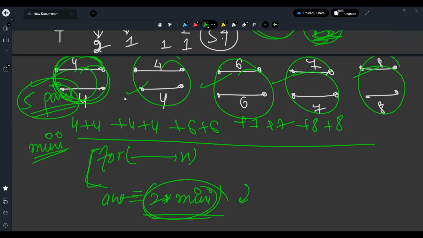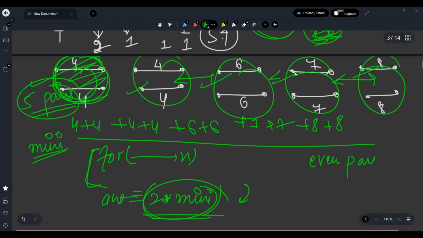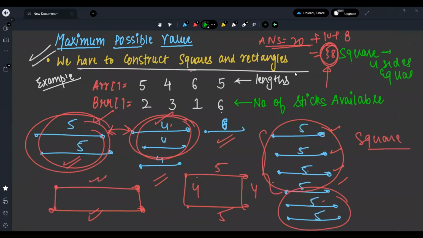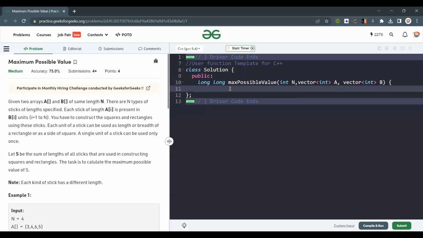This is in the odd pairs. But for even pairs, there is no need to subtract because even pairs will merge. So let's say this even here, this will merge, this will merge. So the question basically boils down to forming a rectangle instead of creating the square. So let's code the question.